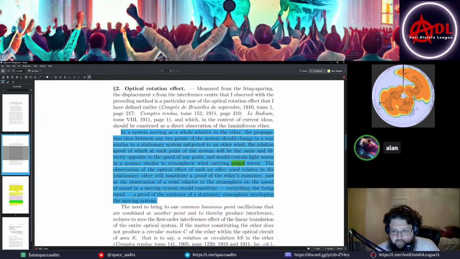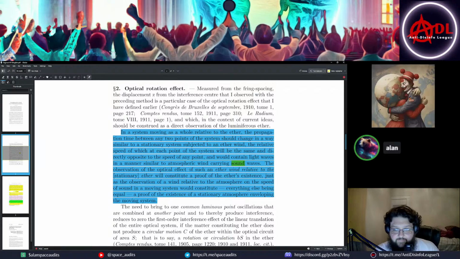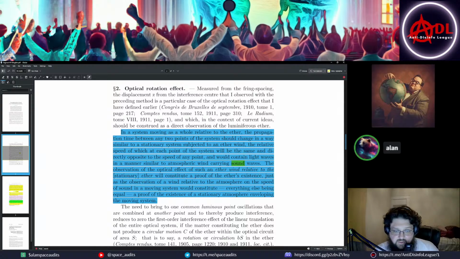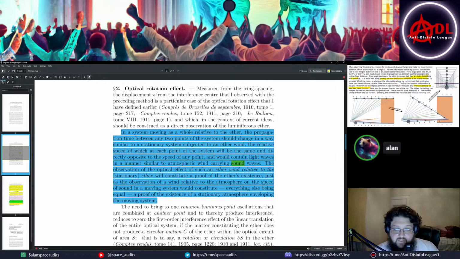The greater ether vortex, right? So the observation of optical effects of such an ether wind relative to a stationary ether will constitute a proof of the ether's existence. So what he's talking about is that counter-propagating ether wind from a rotating, within the atmosphere, the greater atmosphere, right? So just as the observations of the wind relative to the atmosphere on the speed of sound on a moving system would constitute, everything else being equal, as proof of existence of a stationary atmosphere enveloping the moving system, right?